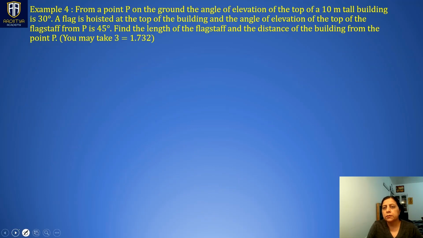Next question is, from a point P on the ground, the angle of elevation of the top of a 10-meter tall building is 30 degrees. A flag is hoisted at the top of the building and the angle of elevation of the top of the flagstaff from P is 45 degrees. See, we have to first make this.